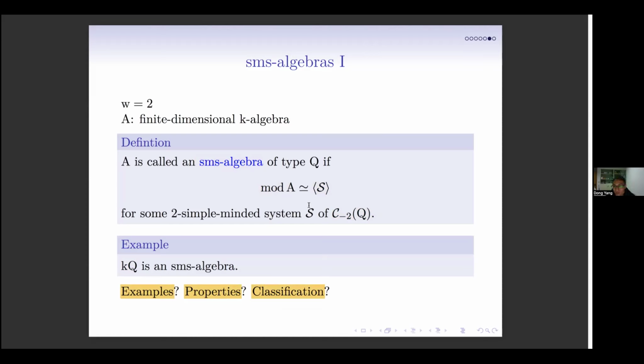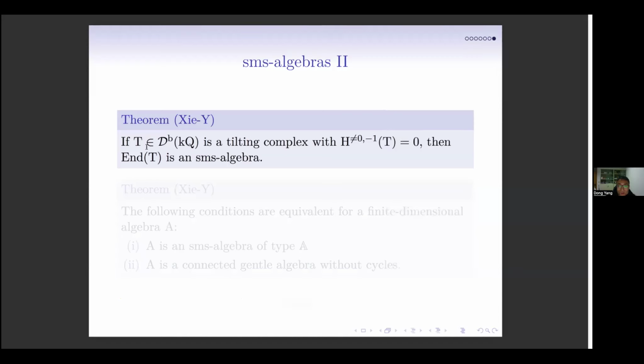And we don't yet have much progress. Here I want to present two results. The first is a general result. If we have a tilting complex in the derived category, we assume its cohomologies are concentrated in degrees 0 and -1. Then the endomorphism algebra is an SMS algebra. So this is a class of examples.